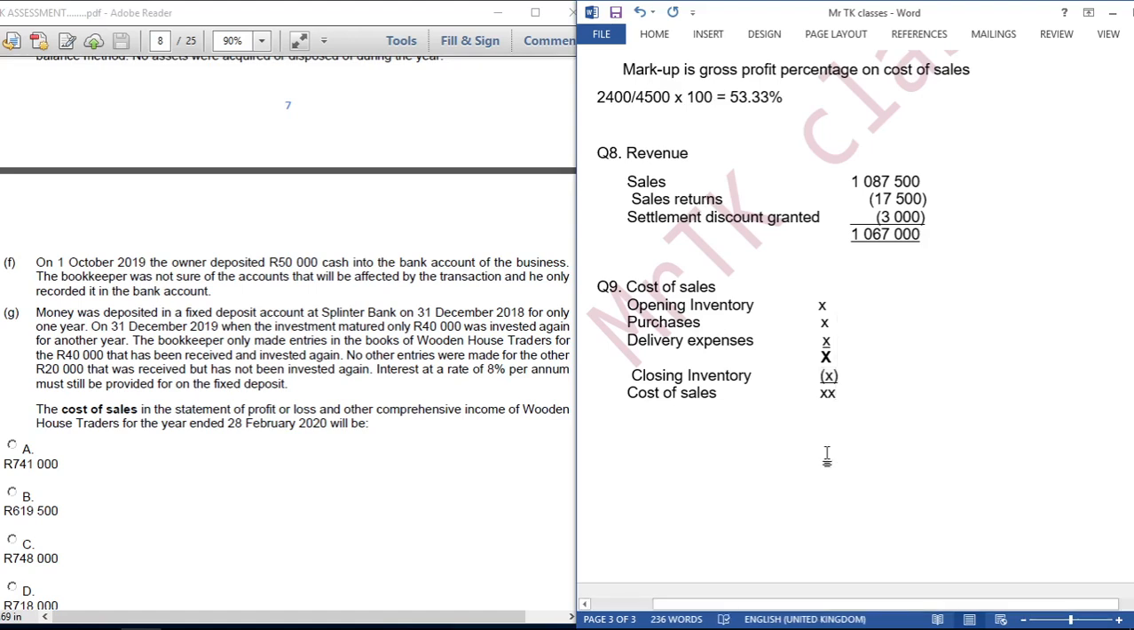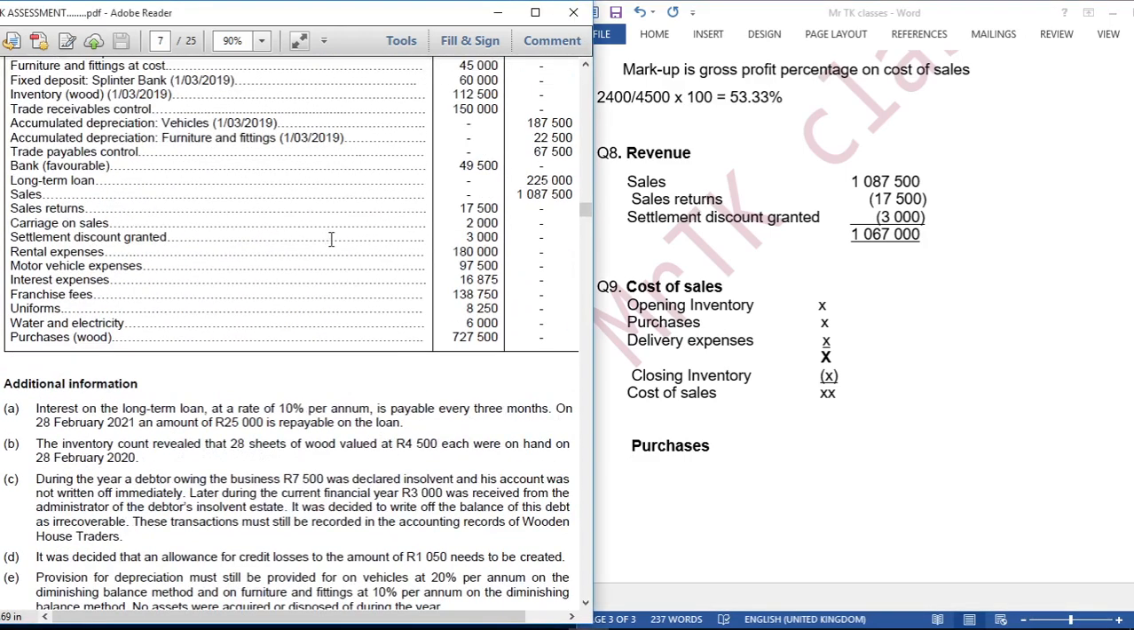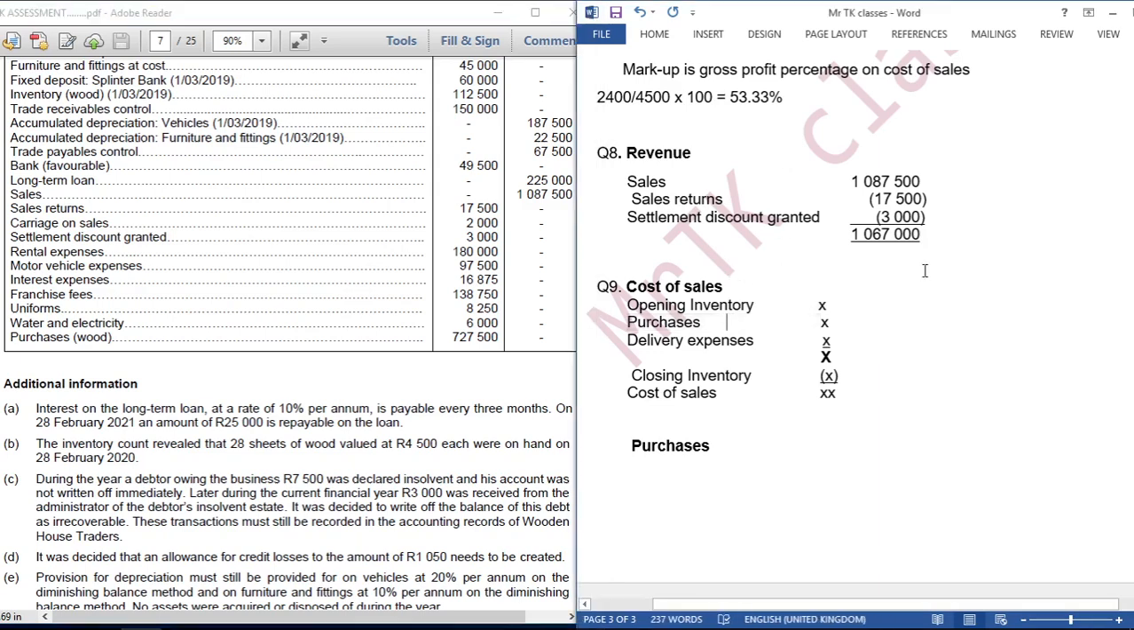Okay. But these purchases also need to be calculated. Let us also calculate our purchases here. Purchases, how do we calculate them? All right, without wasting much of our time, let us just check if we have anything that will make us calculate our purchases. Or what we'll do, just put everything in brackets here so that we won't have many calculations.